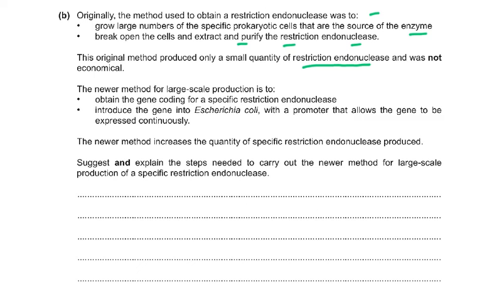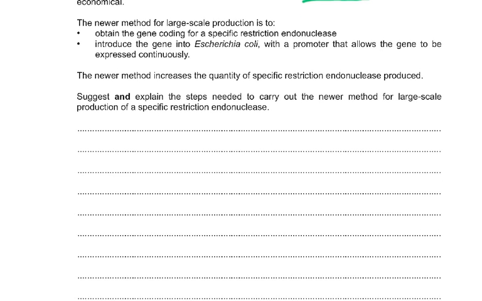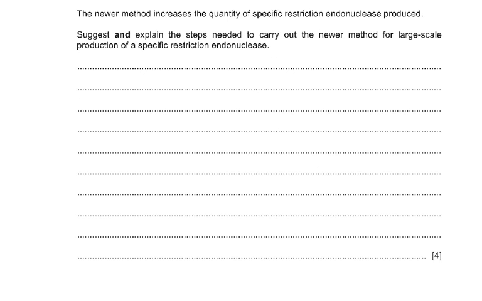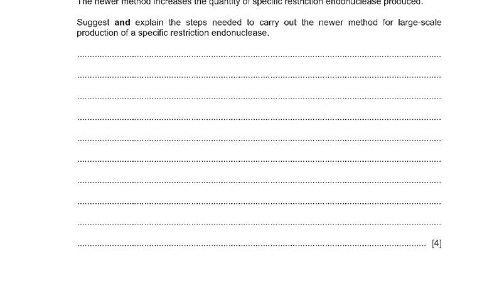The newer method increases the quantity of specific restriction endonucleases produced. Suggest and explain the steps needed to carry out the newer method for large-scale production of specific restriction endonuclease. And that's a 4-mark question, a very direct question. And that's very simple. You obtain the gene for that specific restriction endonuclease.